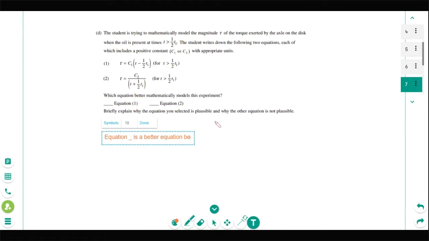All right. Yeah. So in general, I'm just going to write this out here. Equation 1 shows that the torque increases as time increases, right? It's t minus 1/2 t1. It's time minus some constant in there. So as that time term increases, that parentheses term, this guy right in here, is going to get bigger and bigger and bigger. So yeah, this one basically says the torque goes up as time goes up.